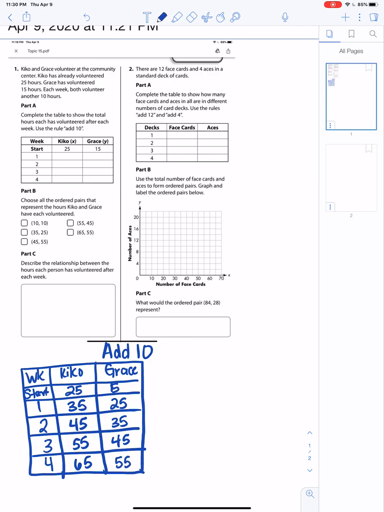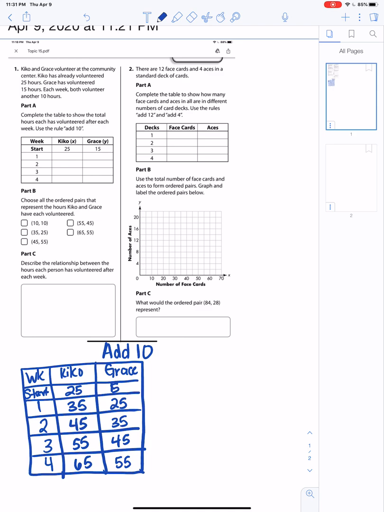So I've completed the table, and on your learning check, I need you to do this for each of the scenarios that you're going to be given so that you can look at this table and answer all of the questions that are going to follow. So now that I've got my table, part B says choose all of the ordered pairs that represent the number of hours that Kiko and Grace have volunteered.